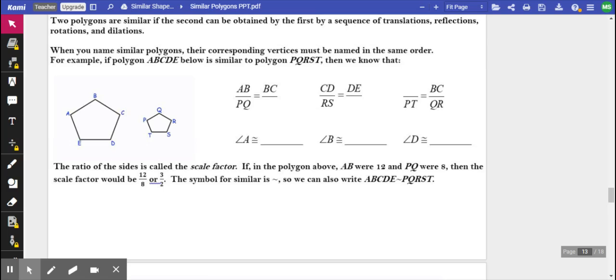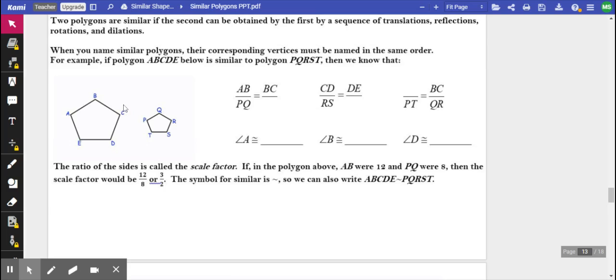We are looking at some continuation of our notes here. And at the top, it reads, 2 polygons are similar if the second can be obtained by the first by a sequence of translations, reflections, rotations, dilations. And that is essentially what we're building off of from our last unit. And that's something to keep in mind as we go. So we're just looking first to just name everything in the correct manner.